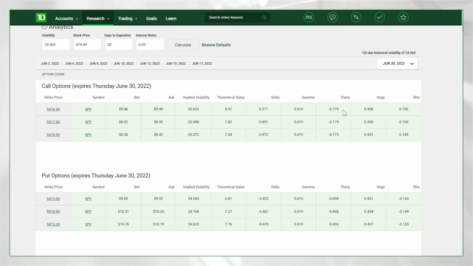Now, please keep in mind that time decay is not constant through the life of your option. The time decay will actually increase exponentially as your option approaches its expiration date.